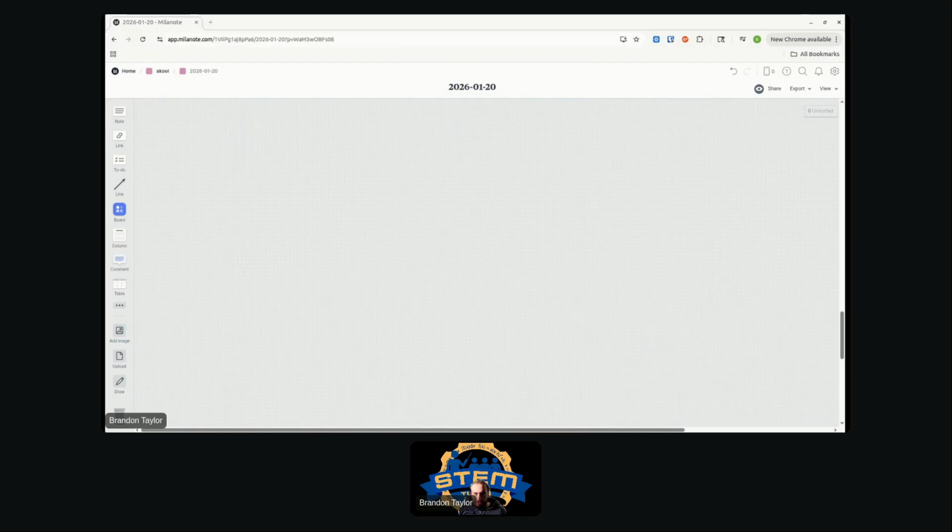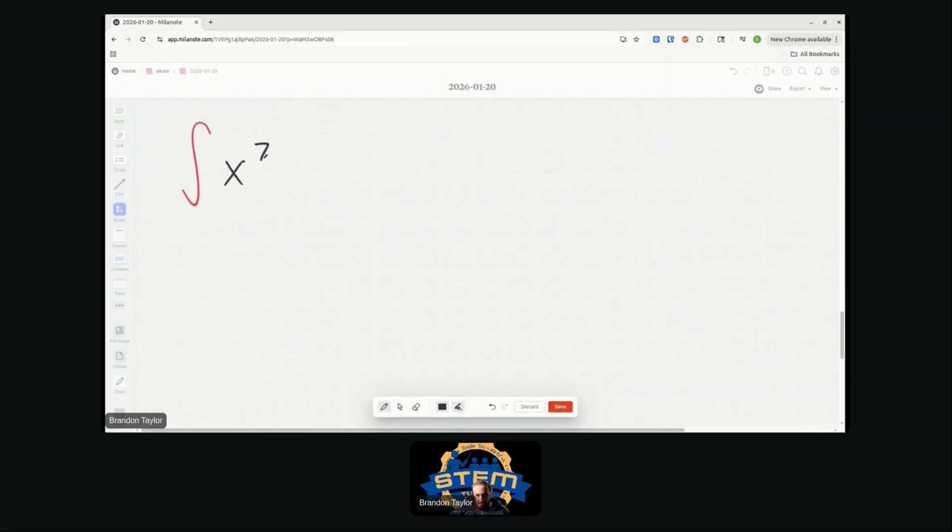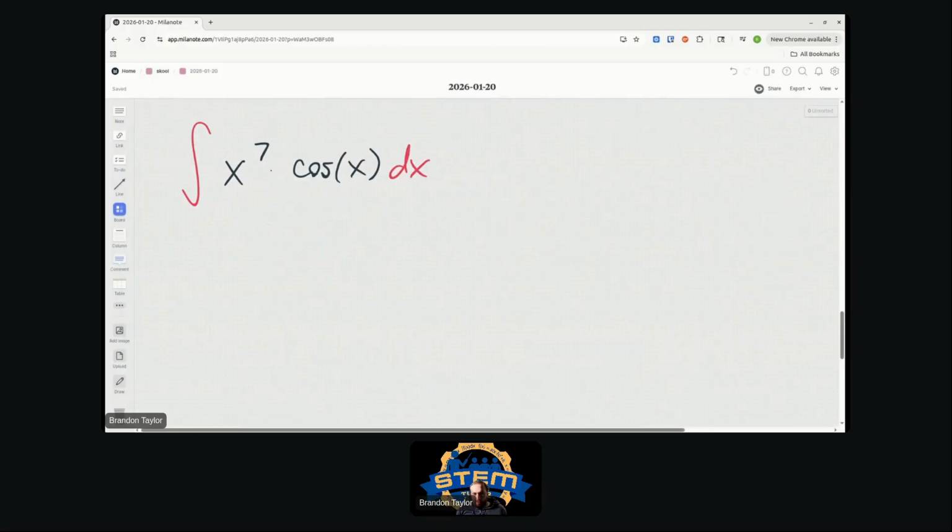So basically, looking at this, let me come up with another one here. Let's say x to the seventh times cosine of x. So give this a shot, or actually, don't give this a shot. Just look at it and get overwhelmed by it. That's probably better. Don't actually try to do the work yet because there's a faster way.